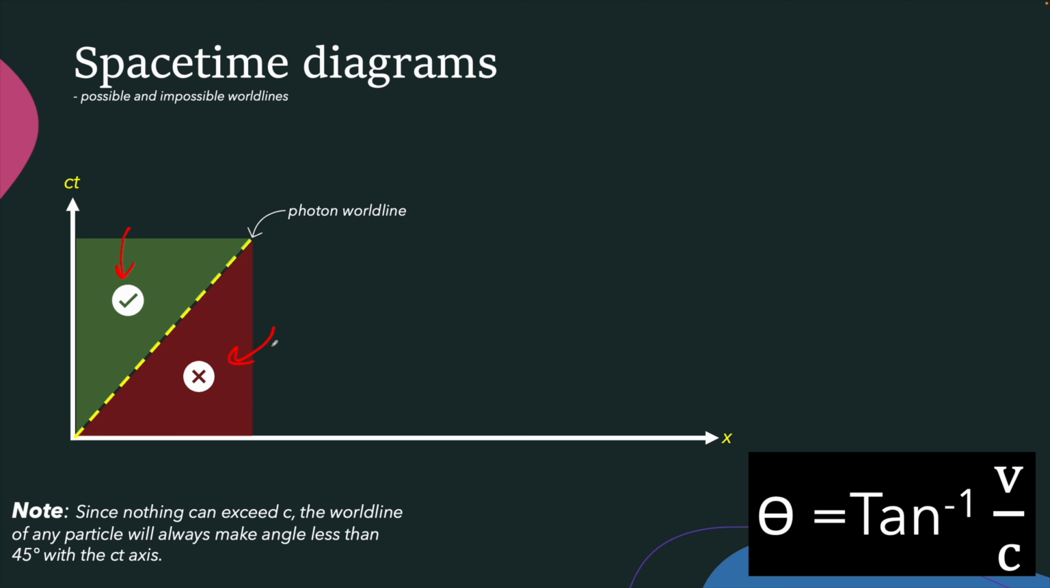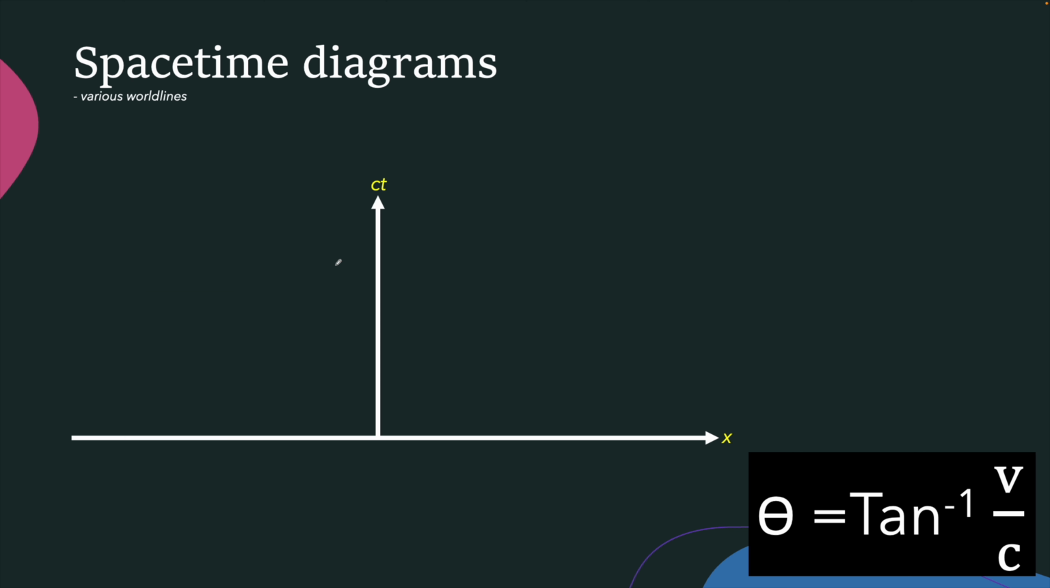And this is the region where no world line can exist. That means this is a possible world line. The green one over here is a possible world line, and the red world line is impossible because it is making an angle greater than 45 degrees, meaning it is representing V greater than C, and that is impossible.